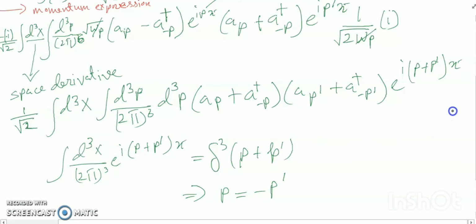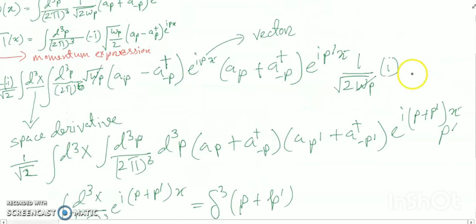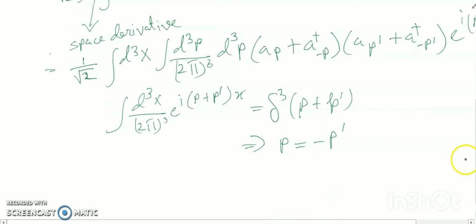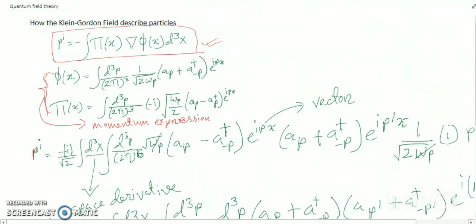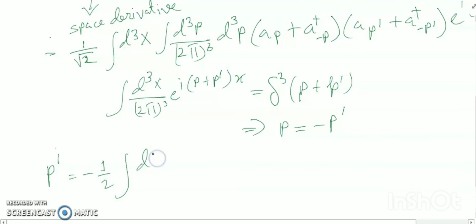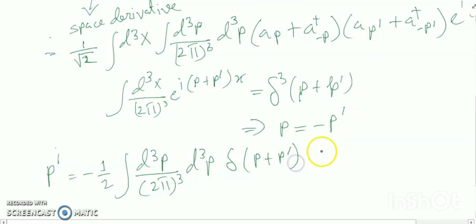In here also multiply by p dash. Now again we discuss p equal to minus p dash and momentum expressions. Next, P is equal to minus half into d cube p divided by 2 pi whole cube, into d cube p, del of p plus p dash, and a p minus a dagger p minus a dagger p.